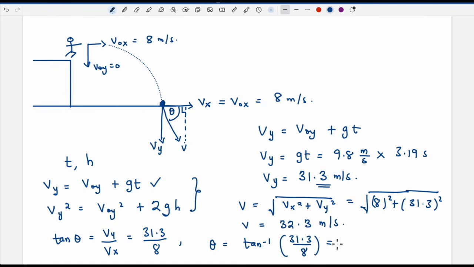Now, can you calculate this and comment it down below? Great. I'll respond to your answers in the comment section. Let me know what is the direction of this impact velocity.